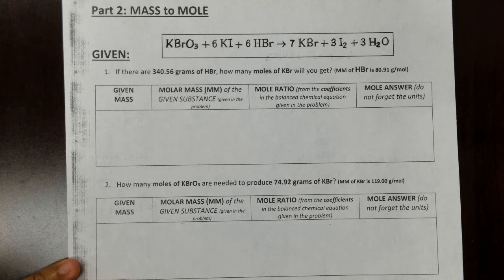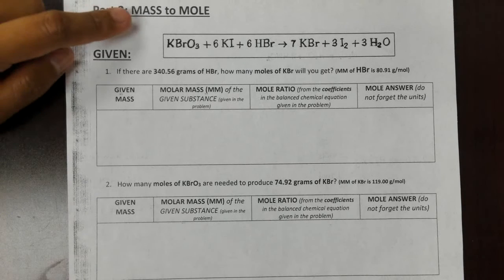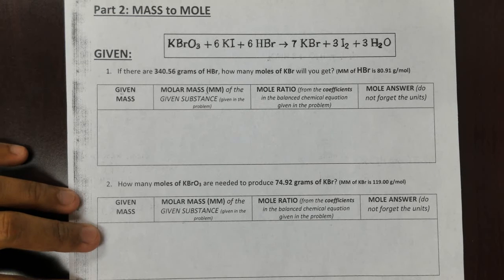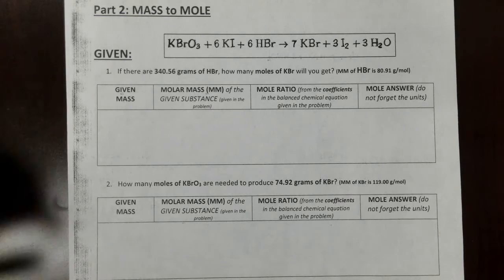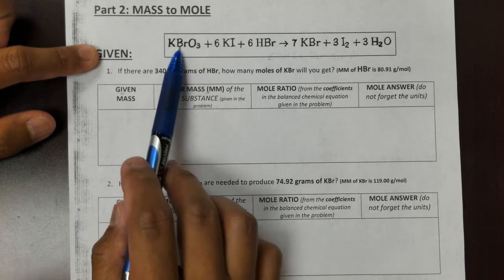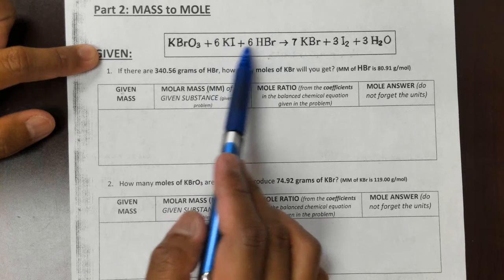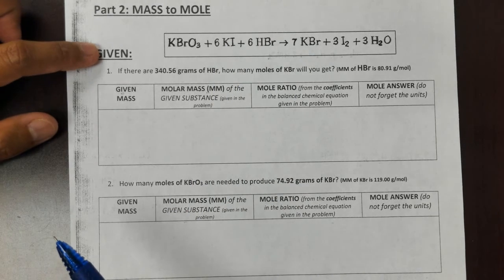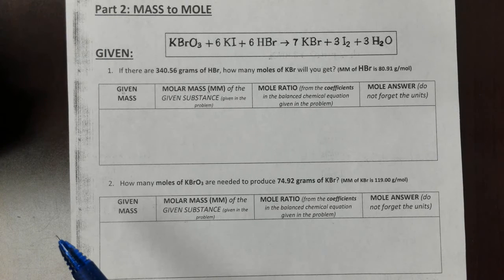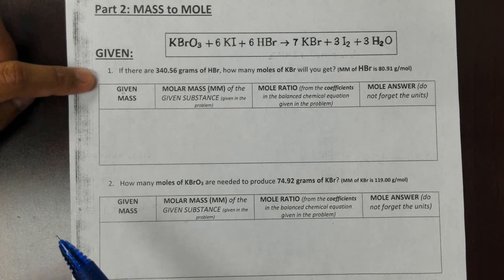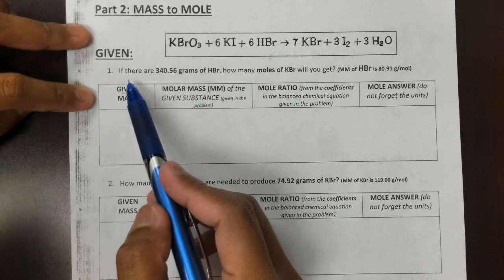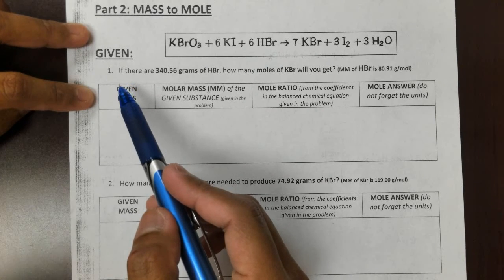So for this lecture video, we're going to learn about how to convert mass to mole in a stoichiometry problem solving. As always, in any stoichiometry conversion, you're always given first a balanced chemical equation that has all the substances that may be mentioned in the problem that you're going to solve. So let's begin looking at problem number 1, and let's follow the outline illustrated here to be able to solve the problem. Let's read carefully the problem so we know what we need to do.